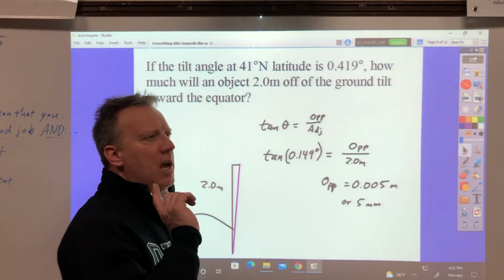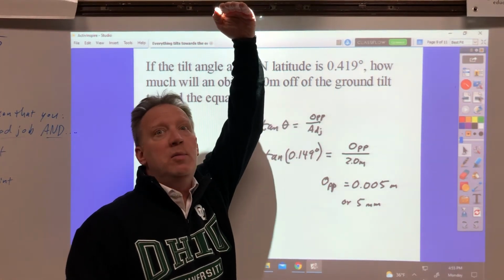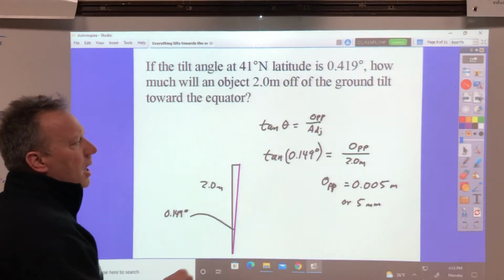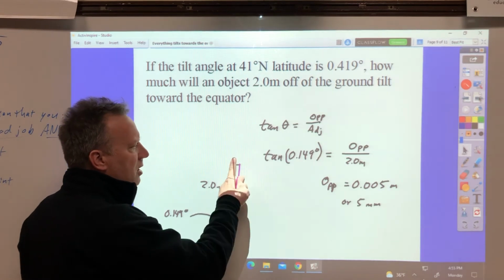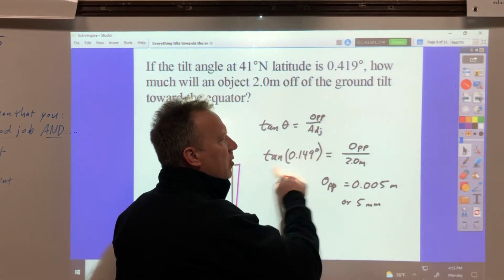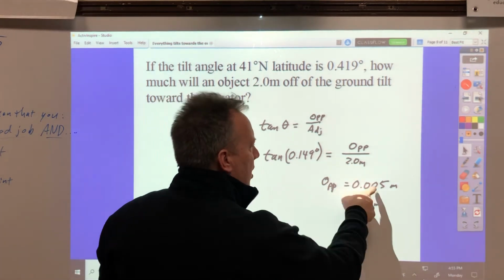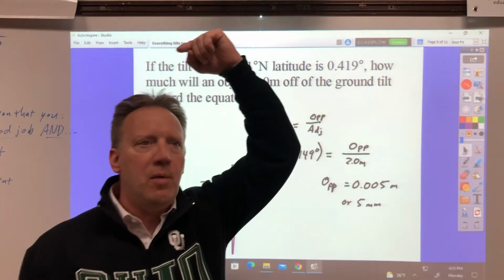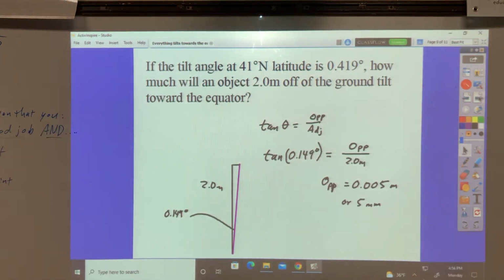How much tilt would that be for 2 meters up? Now 2 meters up would be like this. It'd be a very tall person's nose maybe. Put in tangent because we had the angle and the adjacent side and we're looking for the opposite. And if you take tangent of 0.149 degrees and you multiply it by 2 meters, you get 0.005 meters or 5 millimeters. So at 2 meters up, everything's tilted 5 millimeters towards the equator.